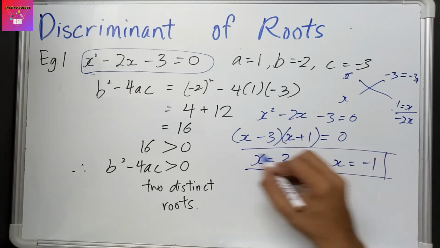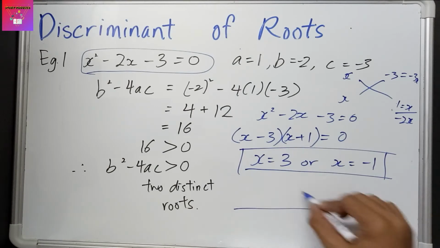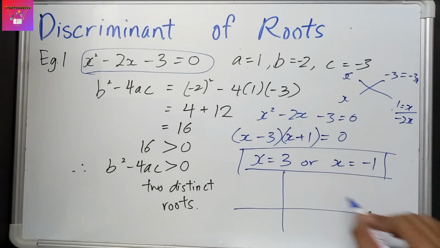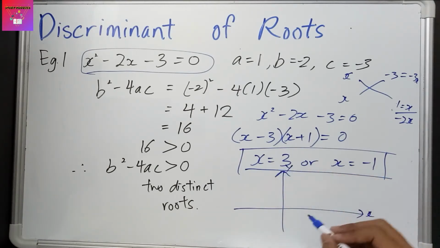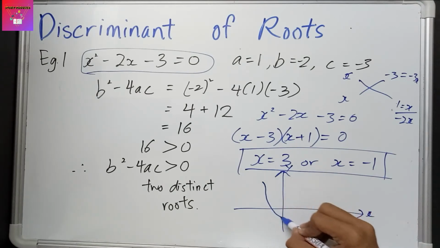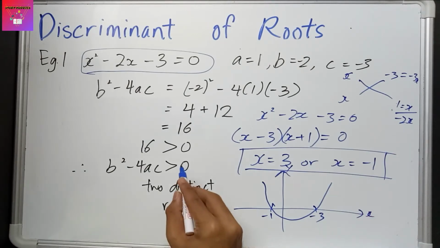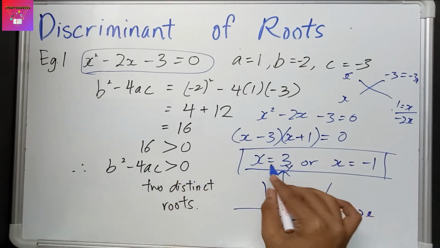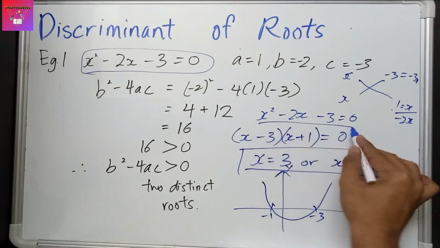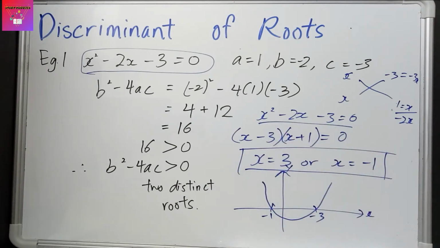So if you realize now, there are two answers, which means in the graph it is going to touch at points negative 1 and 3. Therefore, this has proved that there are going to be two different roots for this question. So this is why we say that this equation can determine the properties of roots.